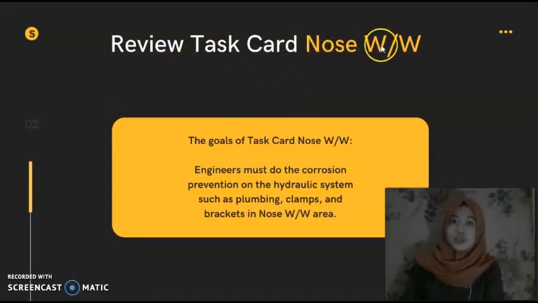Review task card nose wheel well. Everything done has a goal or has a purpose. Same with the task card. The goal of task card nose wheel well is that engineers must do corrosion prevention on the hydraulic system such as plumbing, clamps, and brackets in the nose wheel well area.